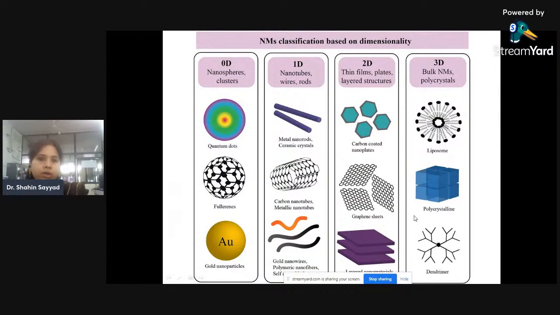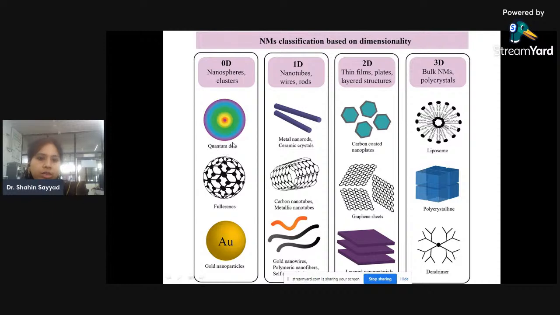So what is nanomaterial? What is nanoscience? Why are we moving towards nanomaterials? Who discovered them? We have seen the history and discovery of nanomaterials. Now we are moving towards the classification of nanomaterials, which is based on dimension. On the basis of dimension, nanomaterials can be classified as zero dimension, one dimension, two dimension, and three dimension.